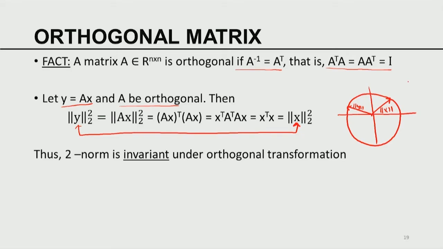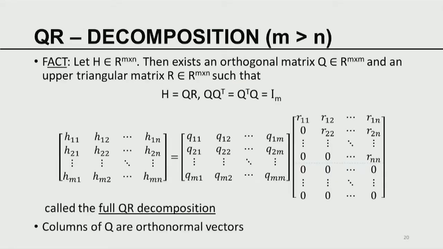So, QR decomposition algorithm. I'm also going to consider the case when M is greater than N for simplicity. So let H be a matrix in R^(M by N). Then there is a fundamental theorem that says there exists an orthogonal matrix Q and an upper triangular matrix R such that H is equal to QR. Q transpose Q is I_M, because it is an orthogonal matrix. R is an upper triangular matrix.